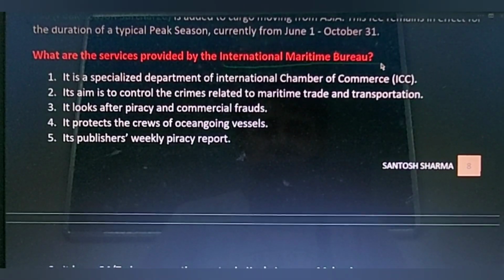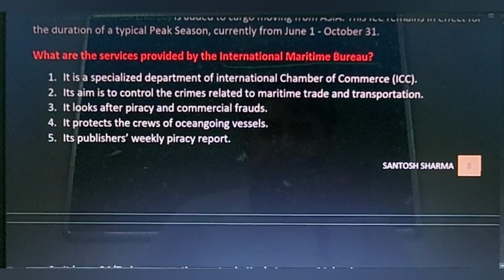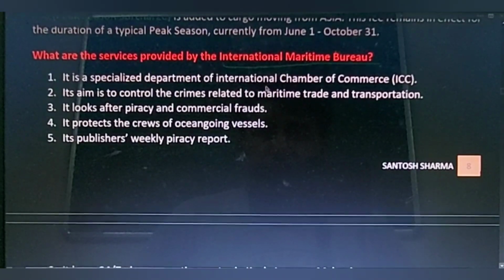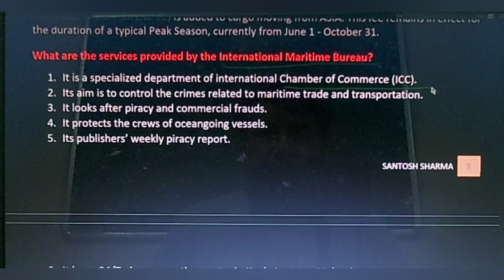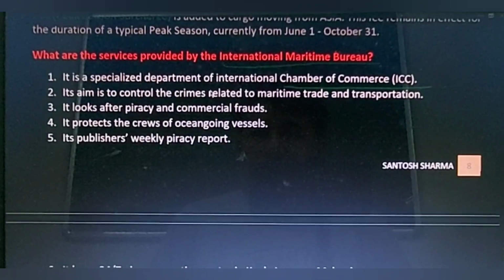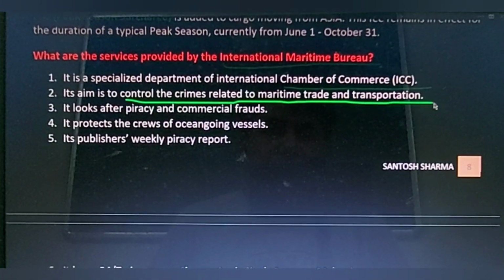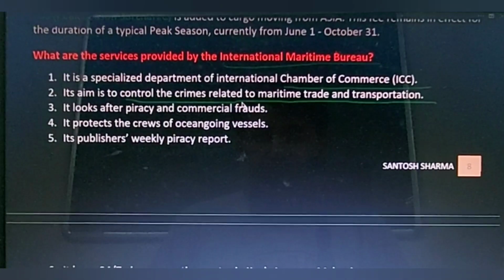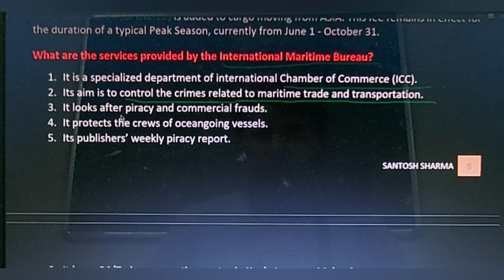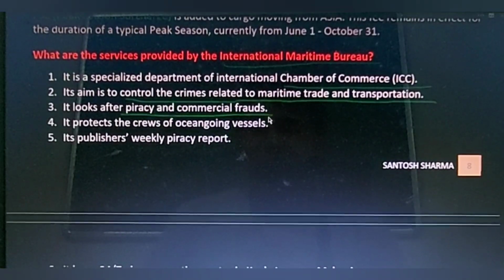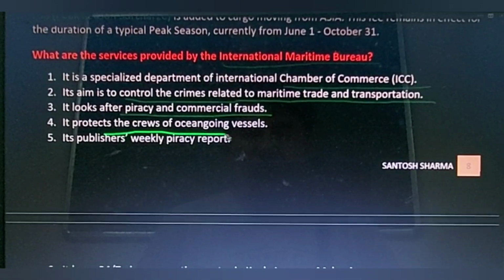Then what are the services provided by International Maritime Bureau? In short, it is known as IMB. And basically, it is a specialized department of ICC, that is International Chamber of Commerce. And the main aim is to control the crimes related to maritime trade and transportation. This line is very important, and it tries to reduce the piracy and commercial frauds attached with international trade. It protects the crews of ocean going vessels.